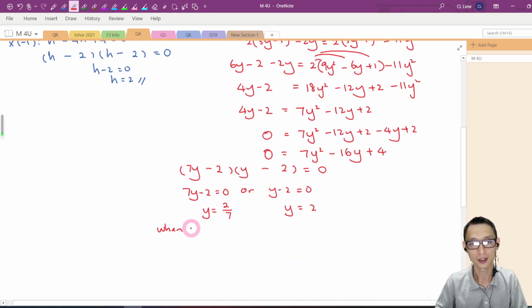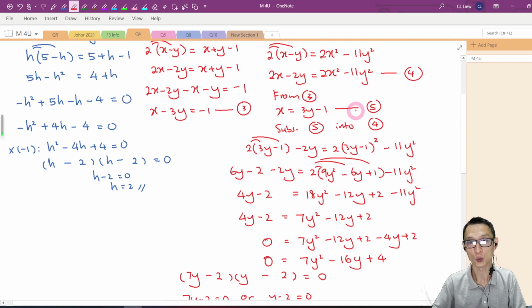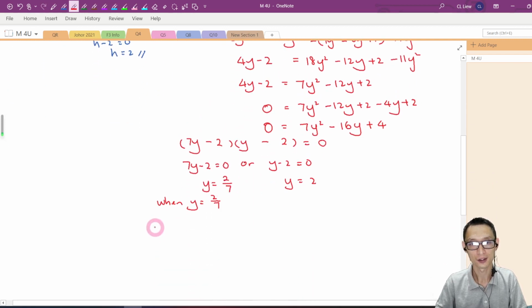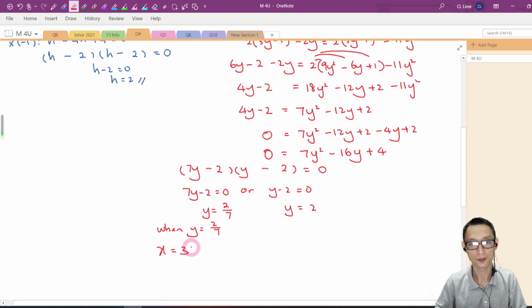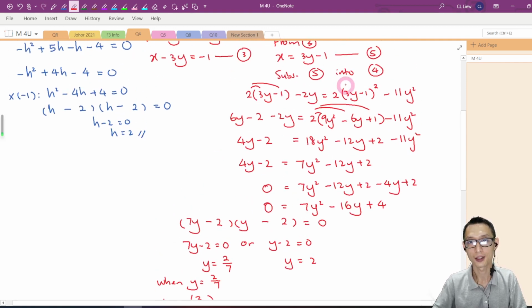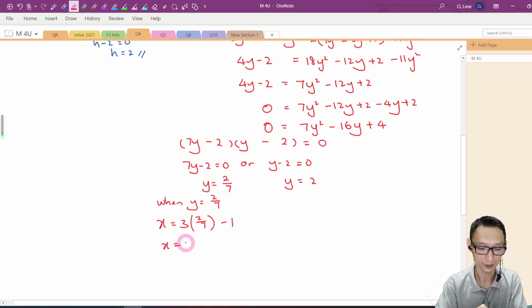When y is equal to 2 over 7, so I'm going to bring this y equal to 2 over 7 into the fifth equation. So x is equal to 3y minus 1. Okay, so let me just use my calculator. Okay, the answer is negative 1 over 7.